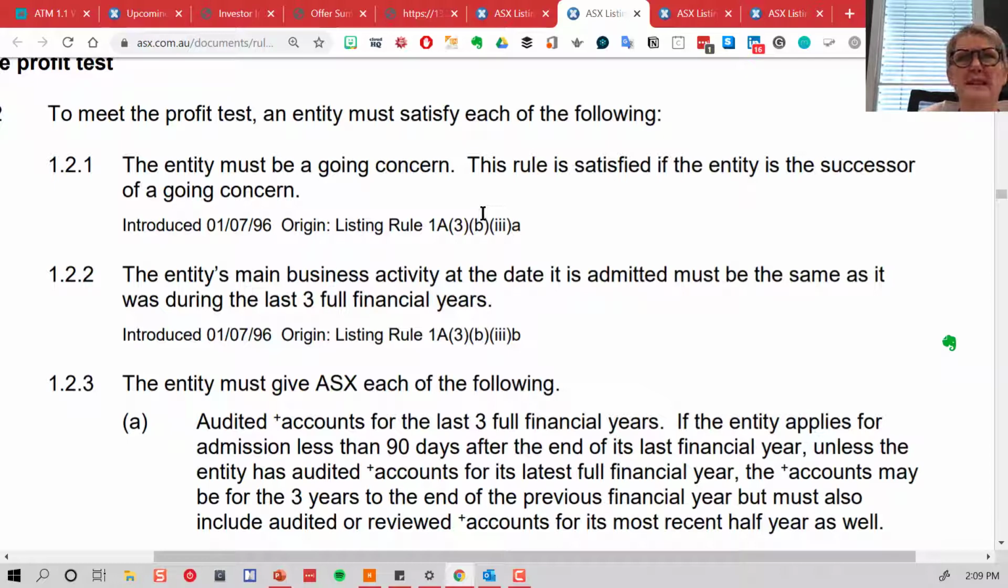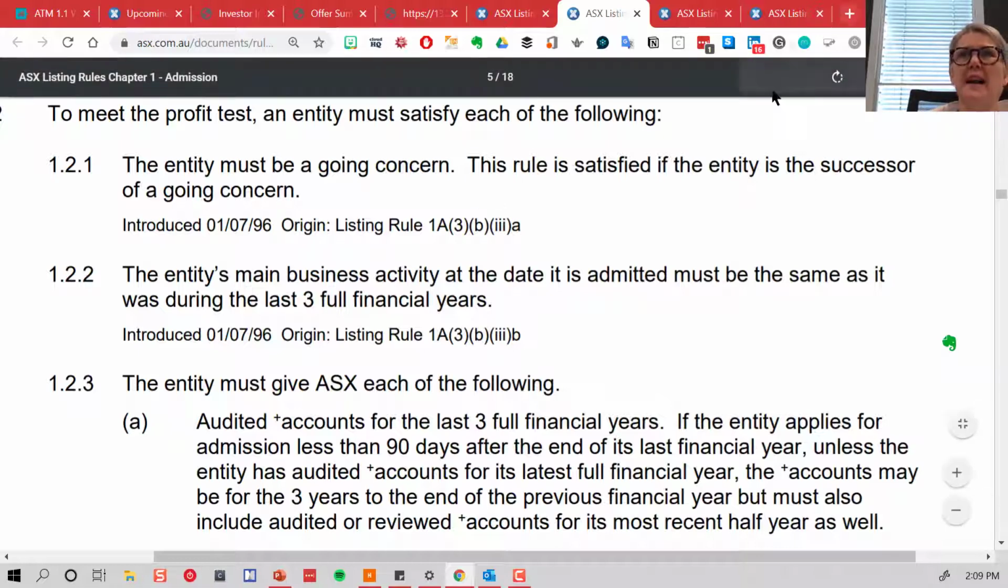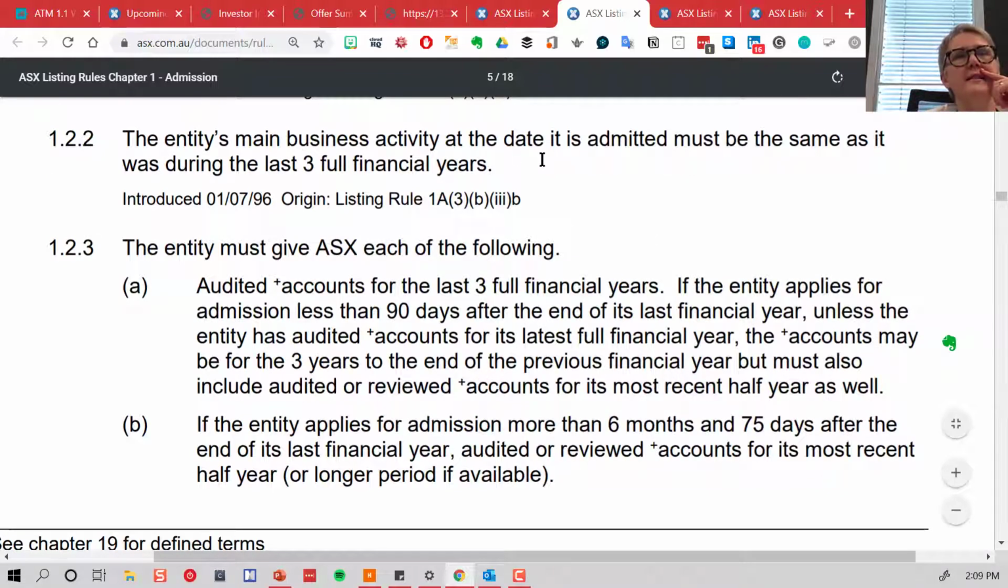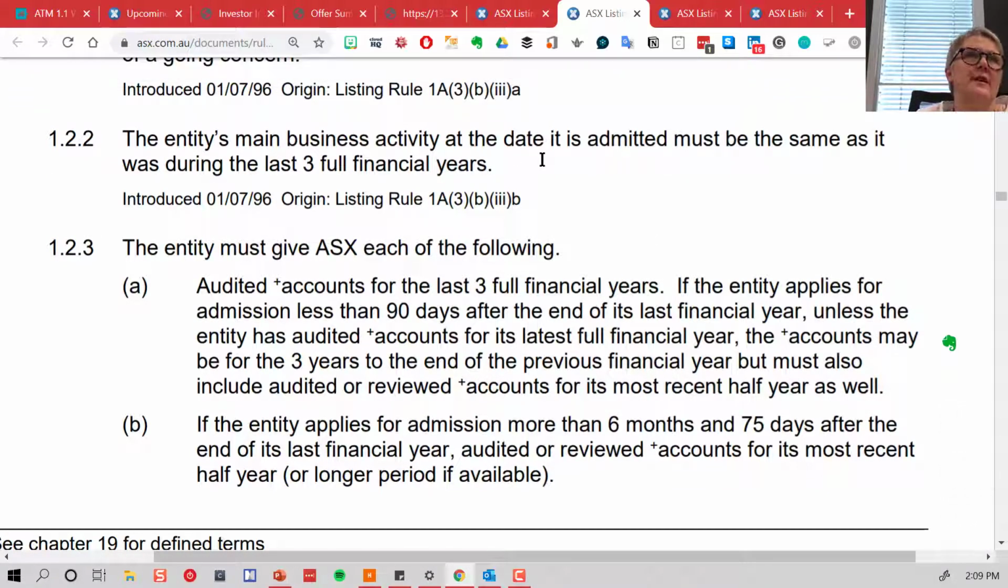Going concern is basically used in the accounting sense and the common law sense of the word. It can pay its bills as and when they fall due. The entity's main business activity at the date it is admitted is the same as it was for the last 3 full financial years. So in other words, it's a going concern, it's profitable, and it's profitable doing the same thing today as it was doing 3 years ago. The inability to meet the 3-year test is sometimes the reason fast-growing companies go in under the assets test, even though they're already profitable.